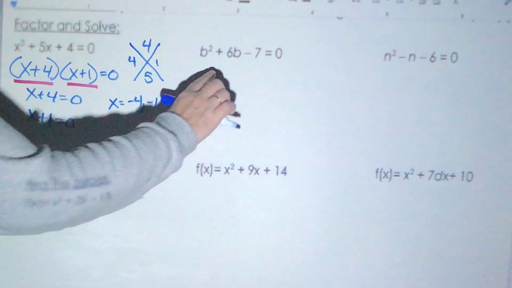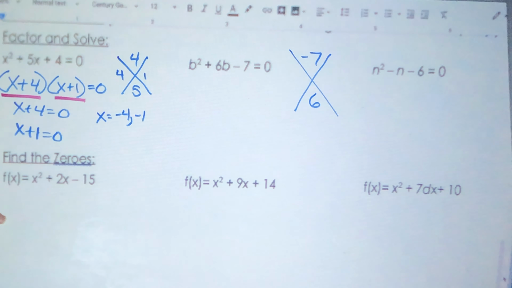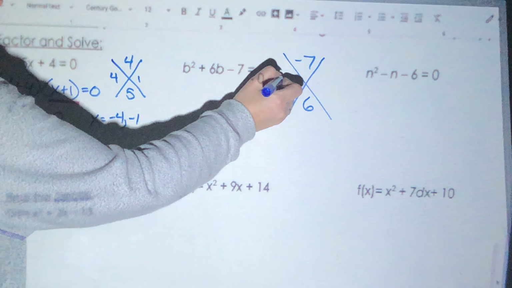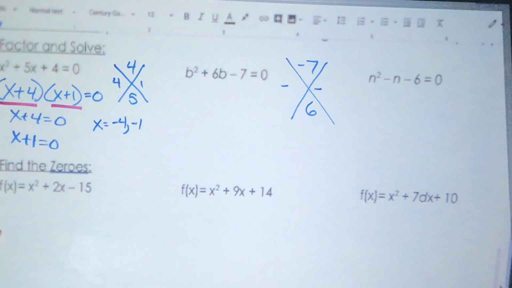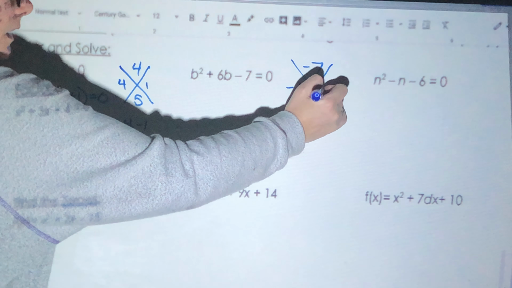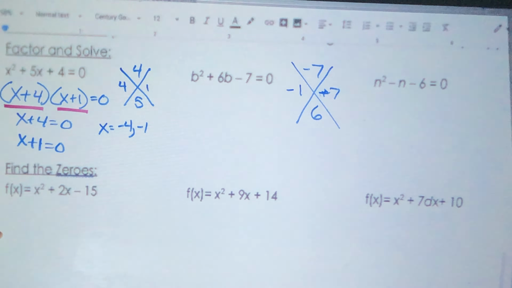For the next example, I'm looking for two numbers that multiply to give you negative 7 and add to give you 6. I know I'm going to have one negative number and one positive number. And the larger number is going to be positive because I get positive 6. So negative 1 and positive 7 will give you negative 7. And when you add, you get positive 6.